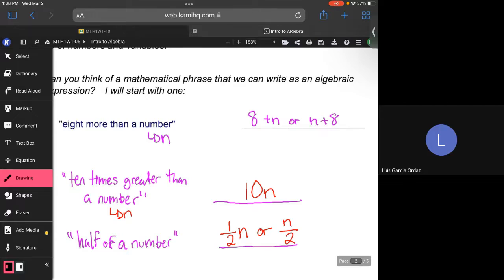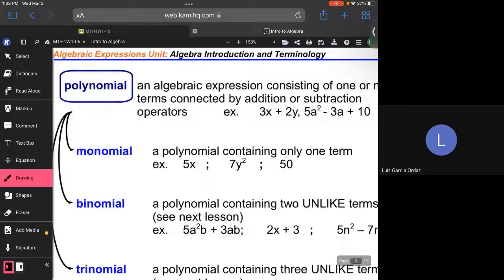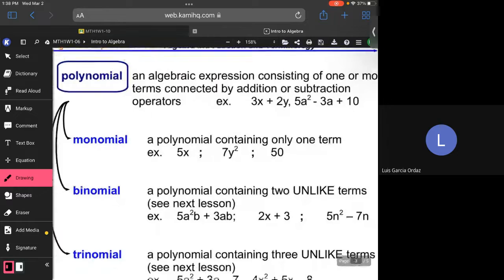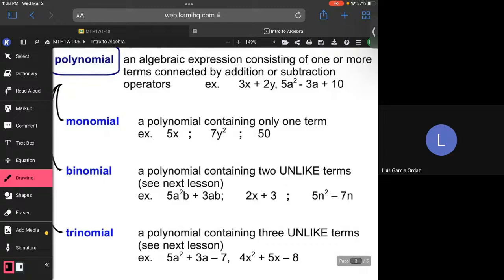So I'm going to move down. Now, when we combine an algebraic expression with a bunch of terms, they can be considered different types of polynomials. A polynomial is an algebraic expression consisting of one or more terms connected by addition or subtraction. Okay? So here we have 3x plus 2y. How many terms does that have? 3x plus 2y. How many terms, Kareem?